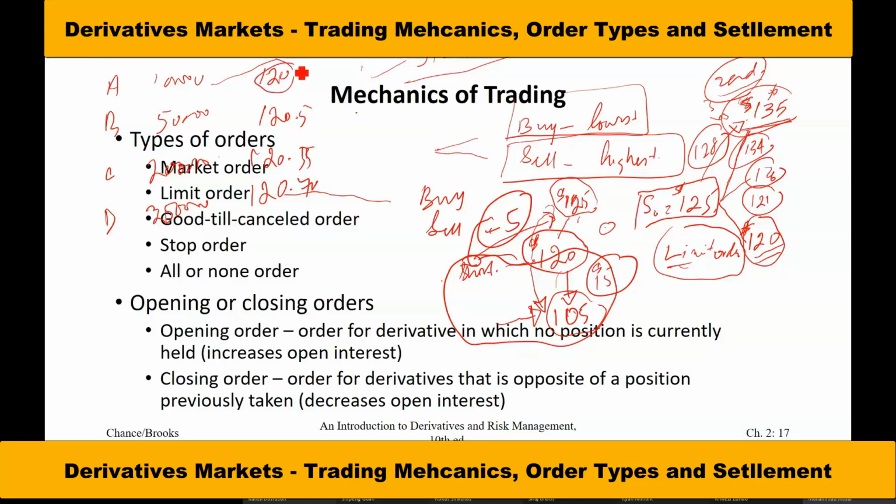Now, if you don't specify anything, your order will be executed like this. 100,000 will be purchased for you at this price. 50,000 will be purchased for you at this price because it's a market order. So the best alternative price will be used.